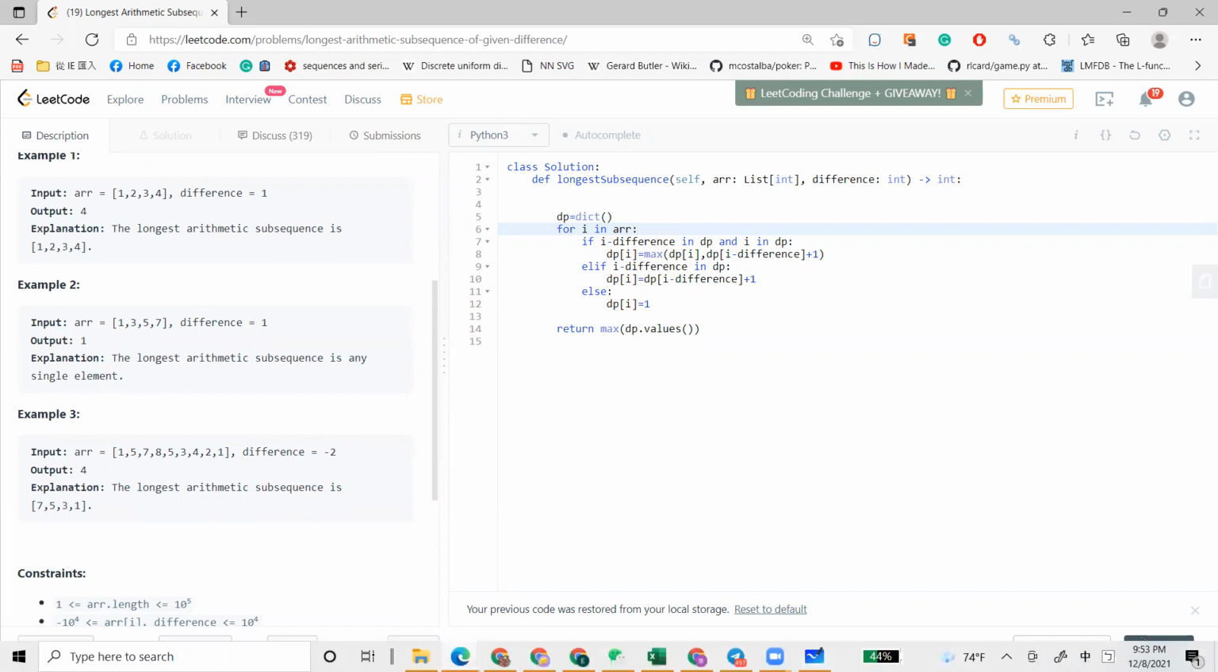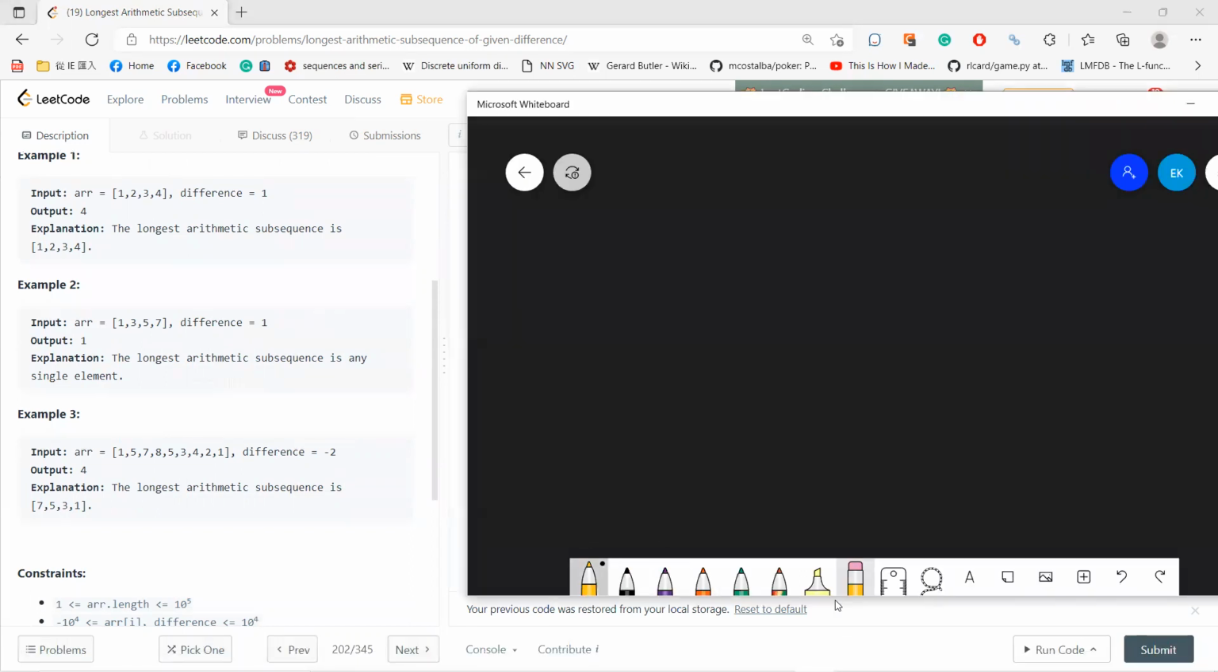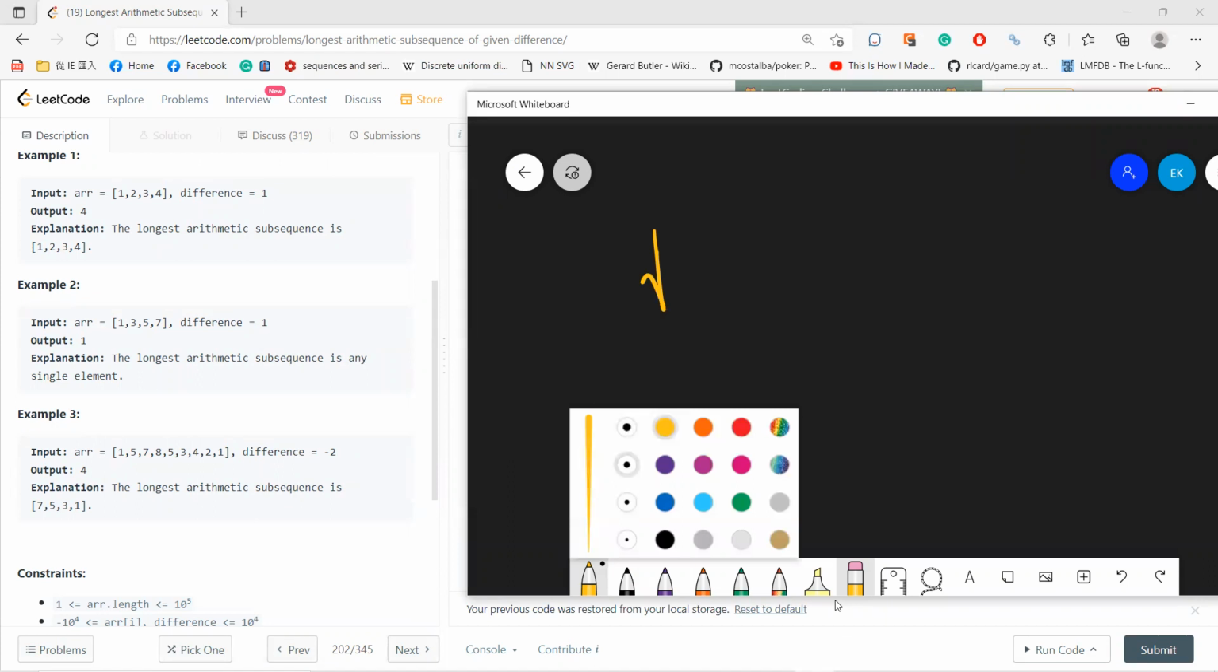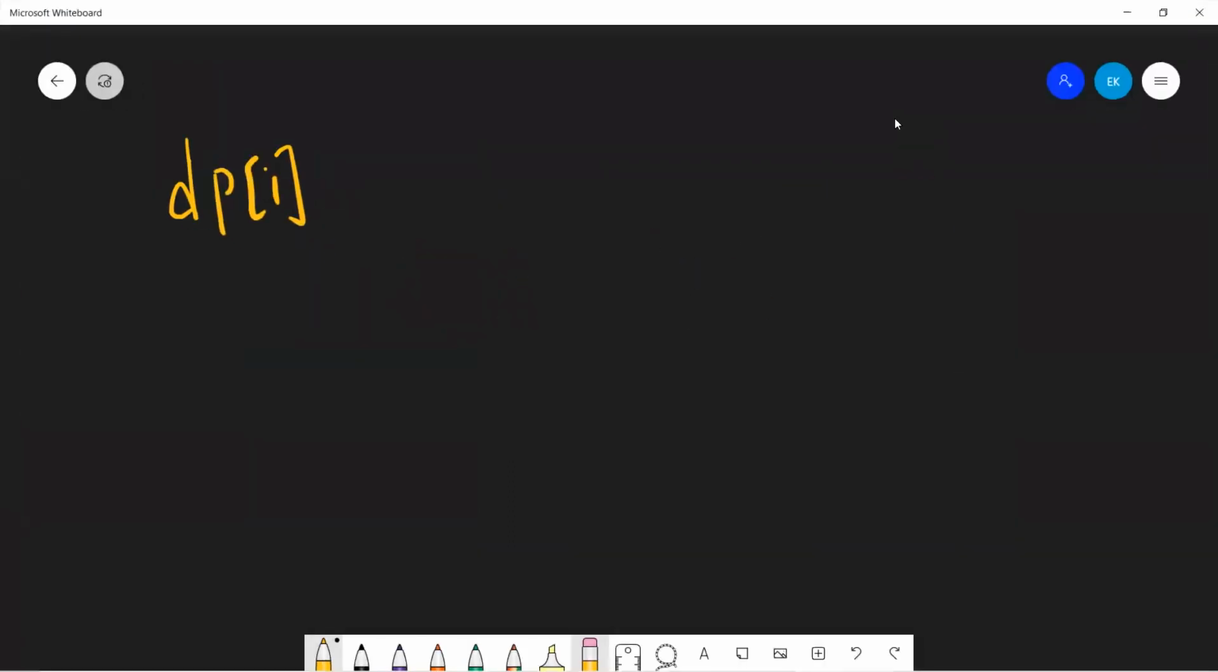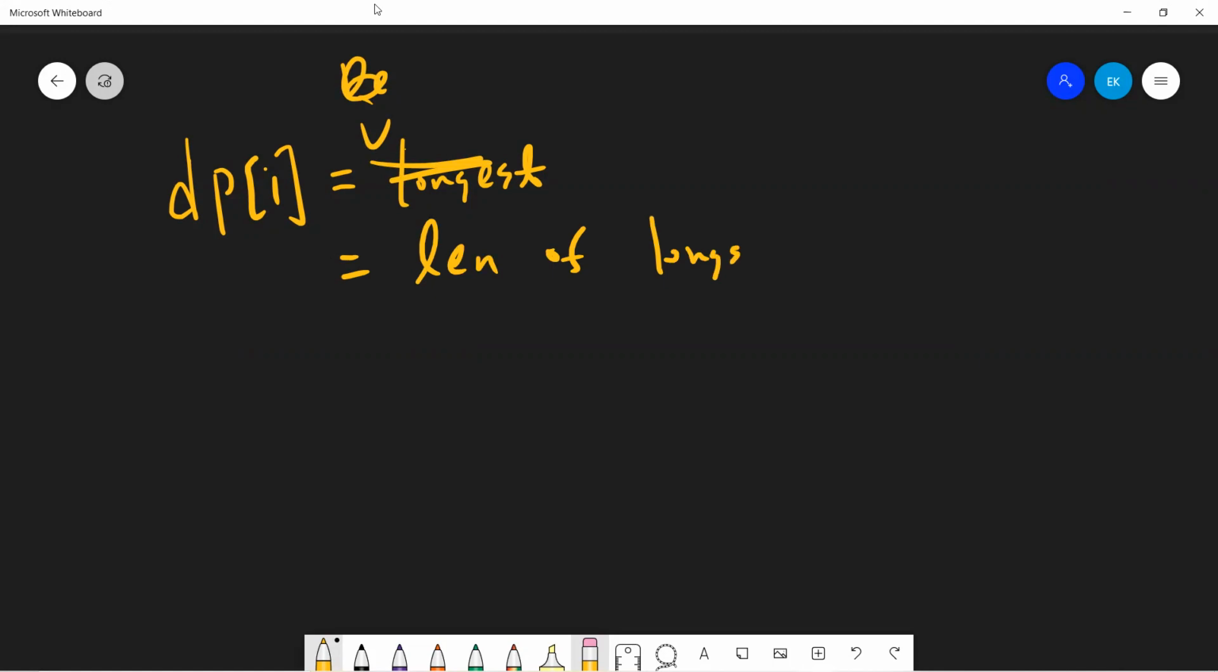Okay, so this problem can be solved by using simple DP. The idea is very simple. You can define a DP[i], so usually most of the problems can be defined this way. Let me just define DP[i] to be the length of the longest arithmetic subsequence that ends at i.